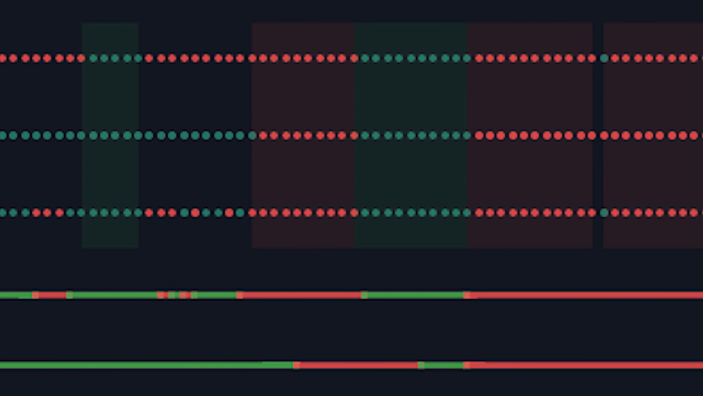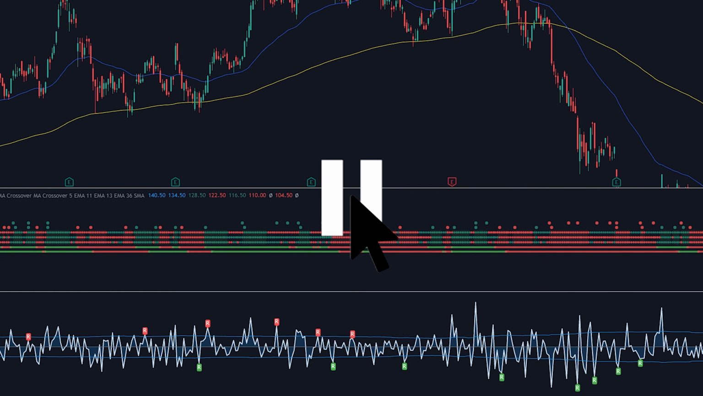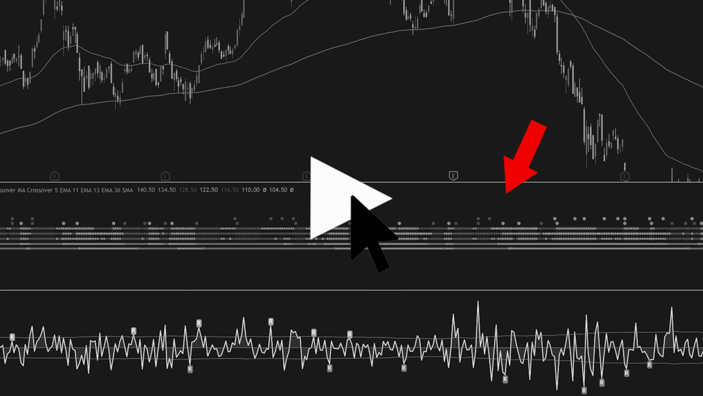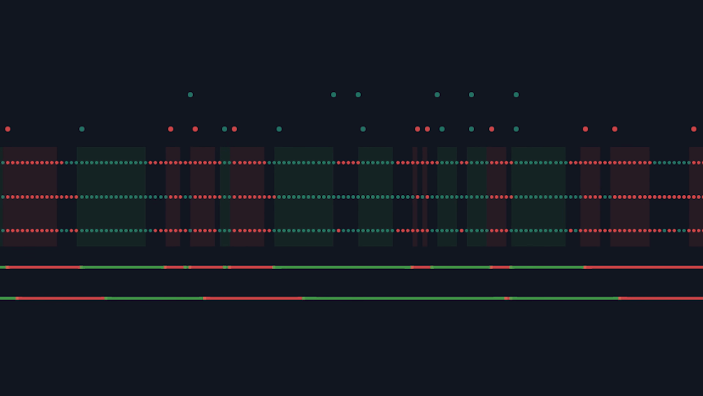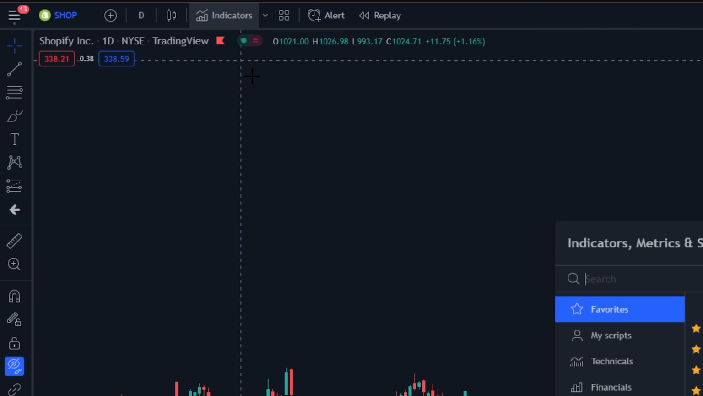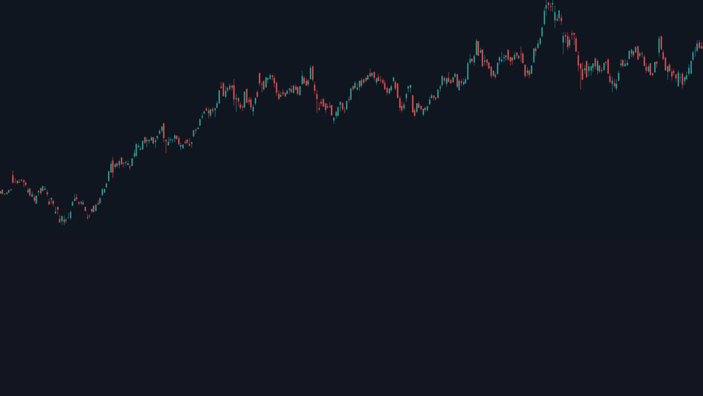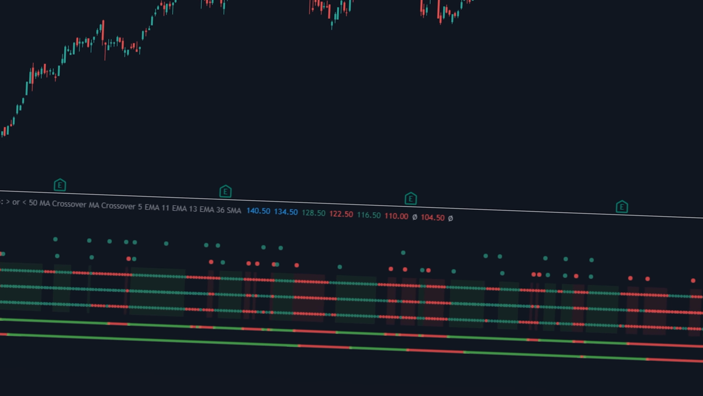To start our list off strong, we're going to start with the trend meter indicator. Now, if you've watched my videos before, I've used this indicator in many of my strategies, and there's a reason for that. It's a good indicator. To add it to your chart, go to TradingView, click the indicators tab, and type in trend meter and click this one by this guy. Once you have it added to your chart, this little guy will show up.